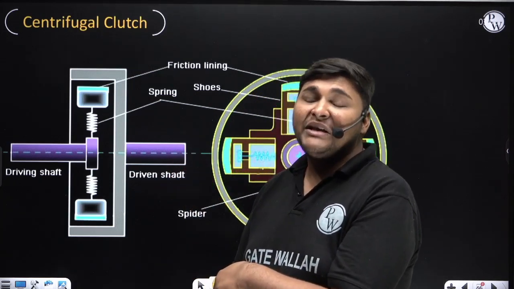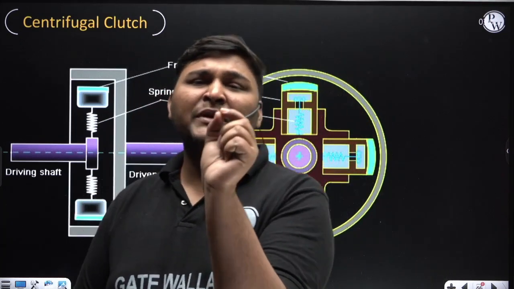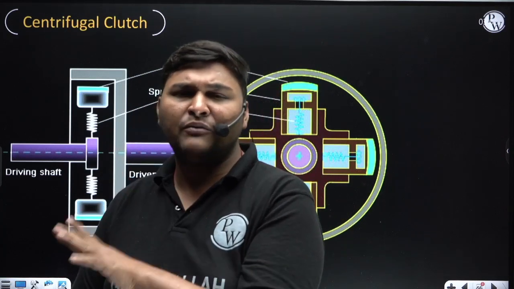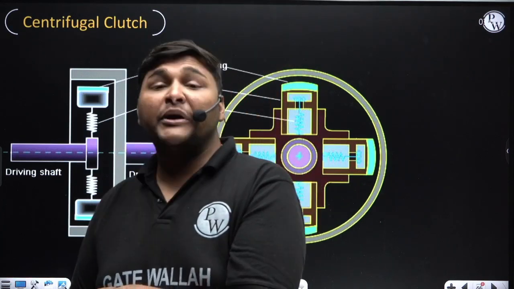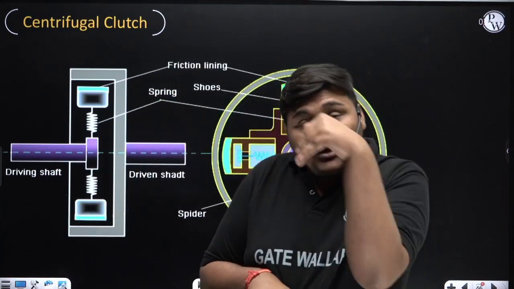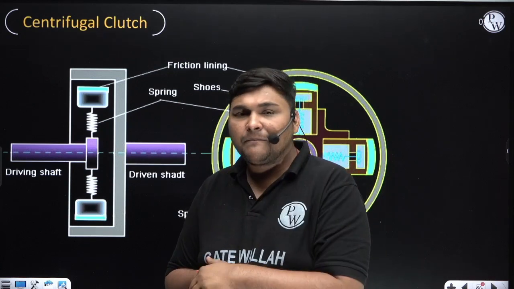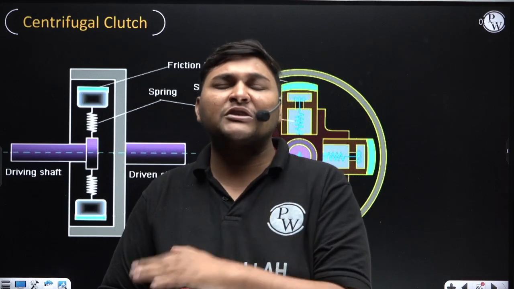What is the basic operation of a centrifugal clutch? Suppose I refer to a speed as omega 1, which is a speed of the driving shaft, taken in radians per second. Now, what is omega 1? How to calculate omega 1, I will explain. Suppose I represent the actual speed of the driving shaft as omega.